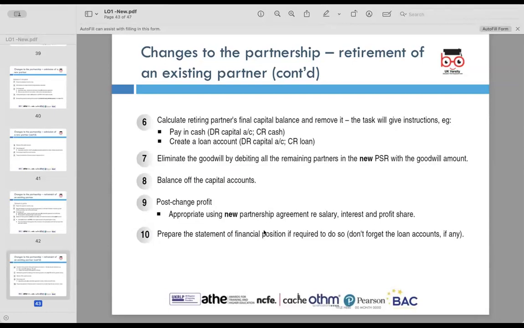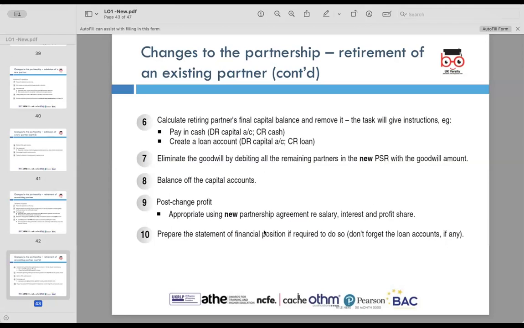After addressing initial adjustments for profit allocations and current account balances, further steps are taken to finalize the retirement process and ensure the financial aspects related to the retiring partner are appropriately managed. Determine the retiring partner's final capital balance based on the closure of their current accounts and any adjustments required as per the partnership agreement or task instructions.